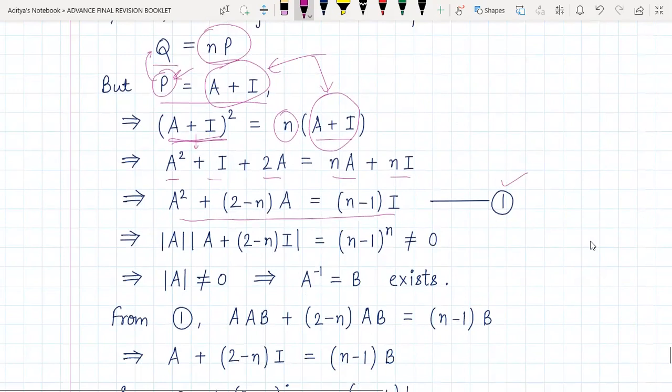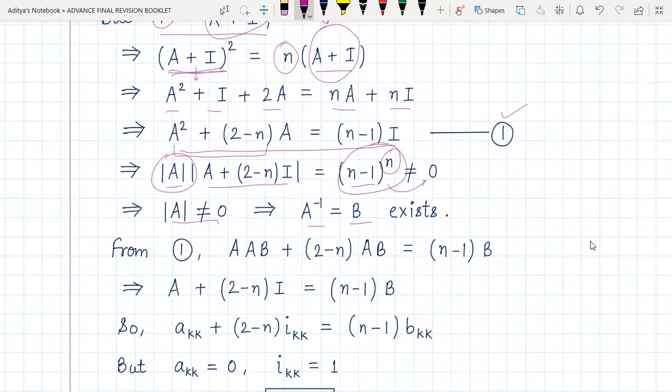Now of course we can take A common from here and then take determinant on both the sides. On taking determinant, this would be n minus 1 whole power n, and here it will become determinant A into determinant of A plus 2 minus n into I. So obviously this can't be 0, because this quantity obviously is non-zero. So since the determinant is not equal to 0, we can say A inverse would exist, which we can call B.